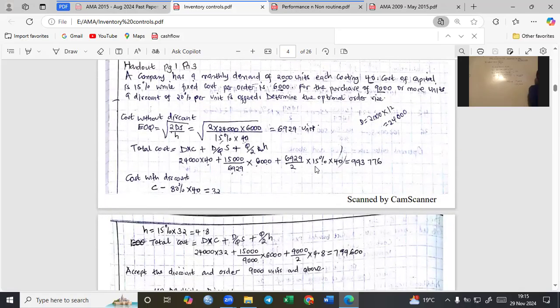Now, this is the question. A company has a monthly demand of 200 units, each costing 40. Remember, cost 40 is our purchase cost. Cost of capital is 15%, where the fixed cost per order is 6,000. For the purchase of 9,000 units or more units, a discount of 20% per unit is offered. Determine the optimal order size. So we have said step number one, determine the cost without discount. So screenshot the question.